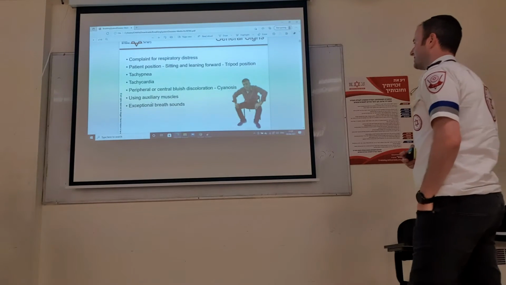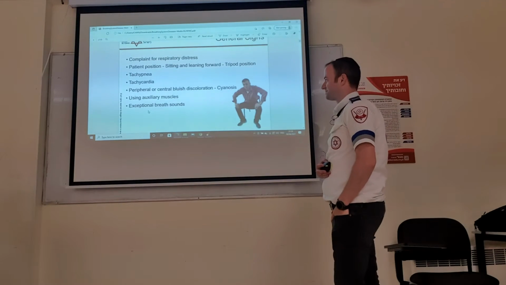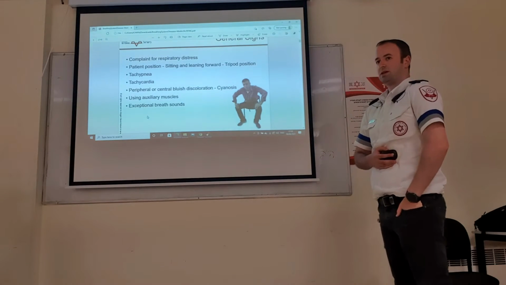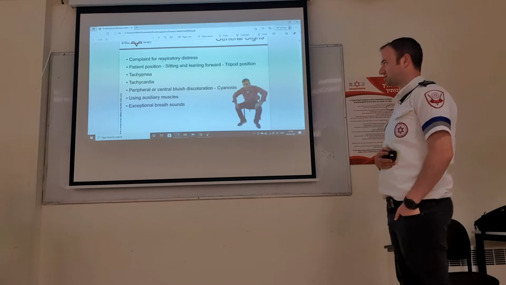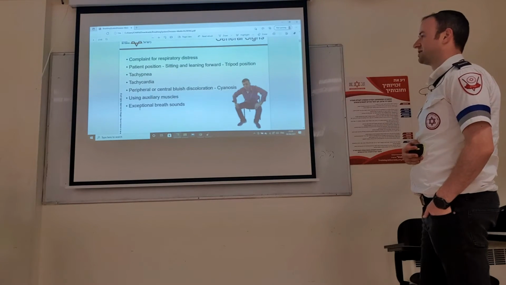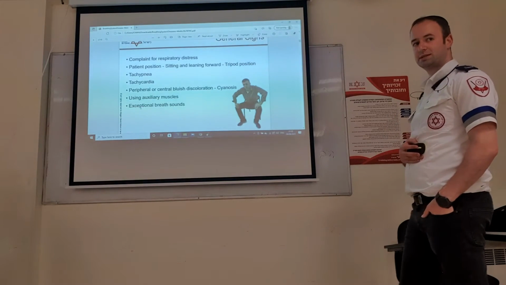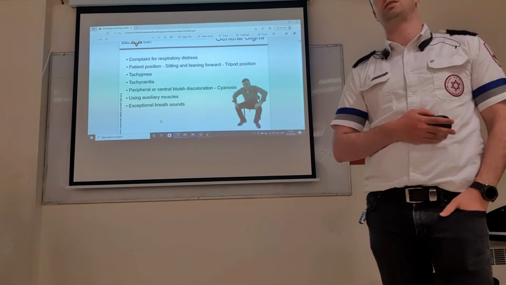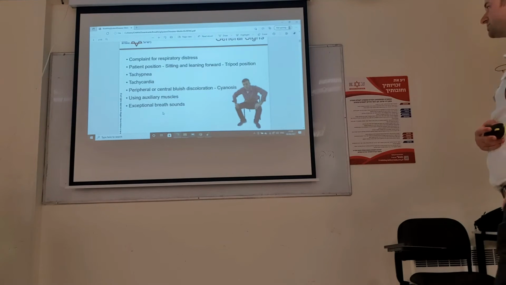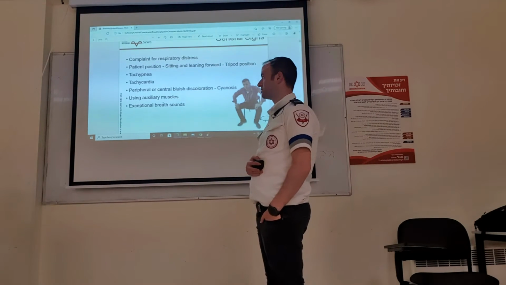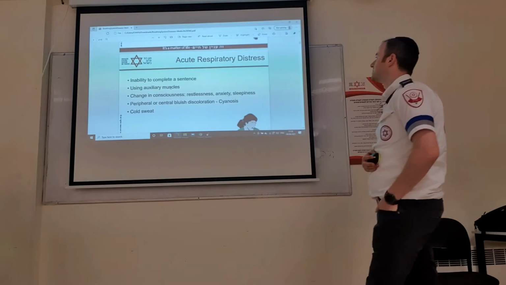Using auxiliary muscles. You see them using the ribs and other muscles that someone who wasn't struggling wouldn't need to use. And strange breathing sounds. Like we said, if you hear the gurgling, pulmonary edema. Squeaking, asthma, croup. Different sounds for different patients.